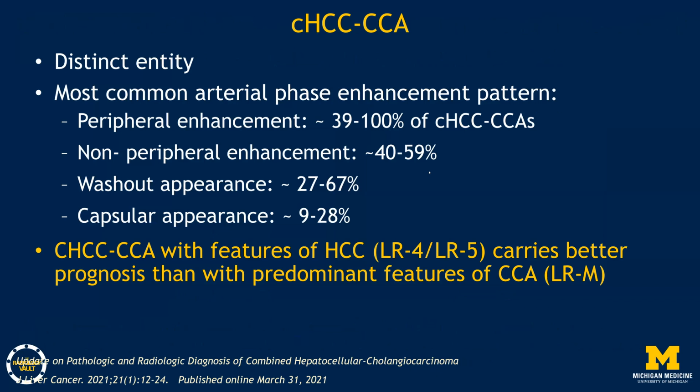So now, combined HCC-cholangiocarcinomas are a distinct entity. The arterial phase enhancement patterns can be variable. You can have peripheral enhancement in up to 100% of cases. You can have non-peripheral enhancement in 50% of cases. You can have washout appearance and capsular appearance to a lesser degree. But one thing that is important for you to understand is that a combined biphenotypic tumor with features of LR4, LR5 carries a better prognosis than the predominant LR-M, which is cholangiocarcinoma features.